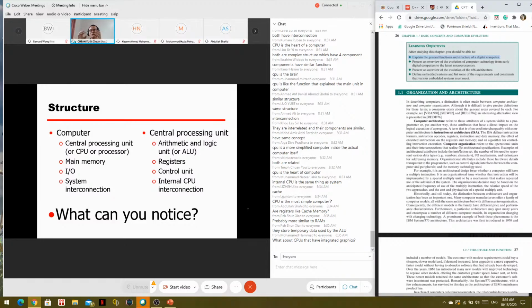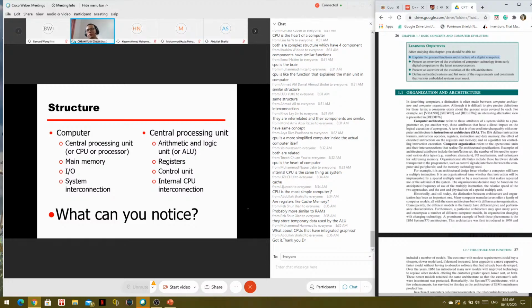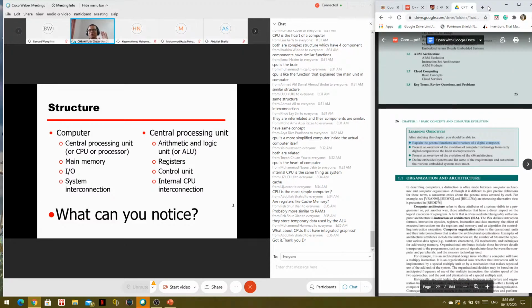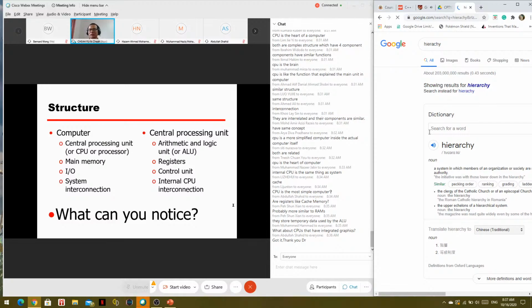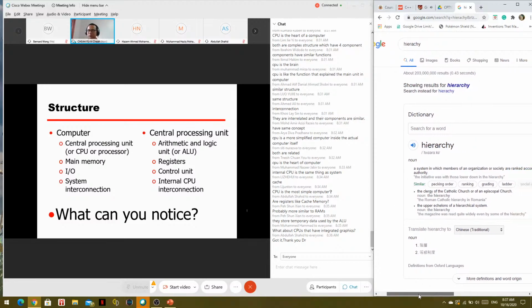So that means the ALU will look for data from the registers first. When it's not in the register, then it looks in the cache. When it's not in the cache, then it looks in the main memory. So that's how the hierarchy of searching goes. So registers are not the cache. It is even closer to the processing in the ALU.